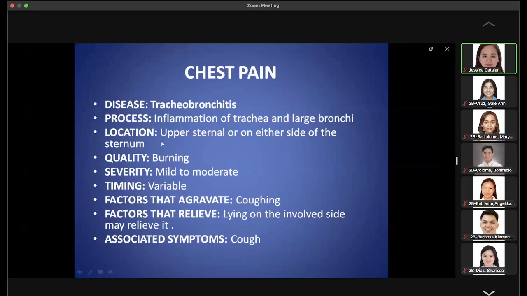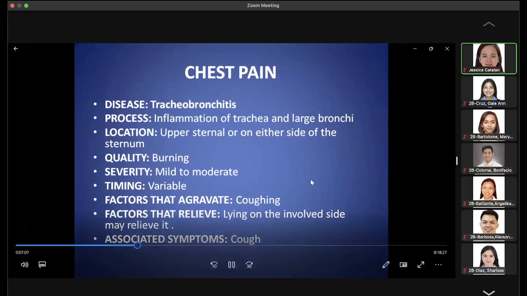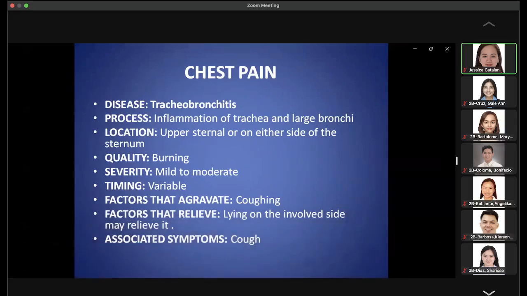And usually it is located in the upper sternal area or on either side of the sternum. The quality would be burning, mild to moderate chest pain that is variable. The most common factor that aggravates this kind of chest pain is coughing. And the factor that relieves it is usually when the patient lies on the involved side.